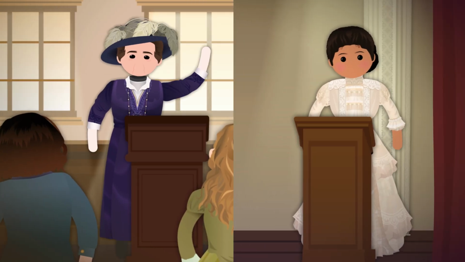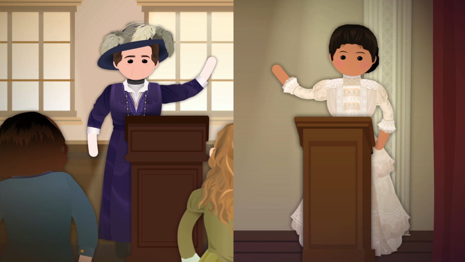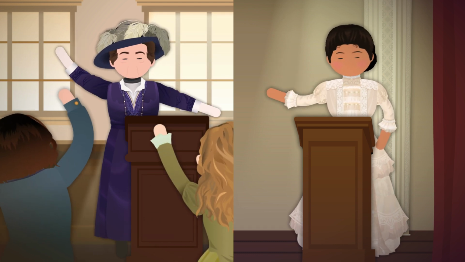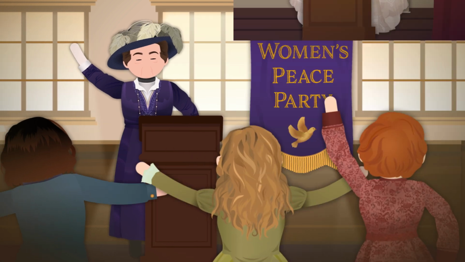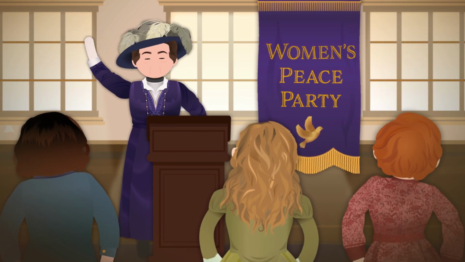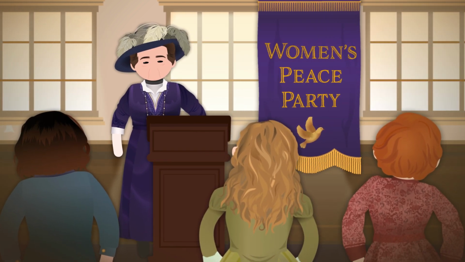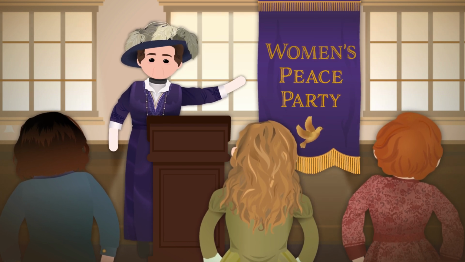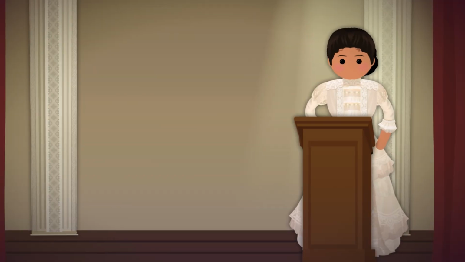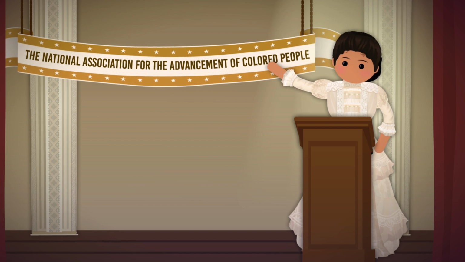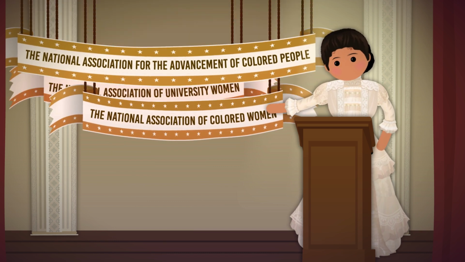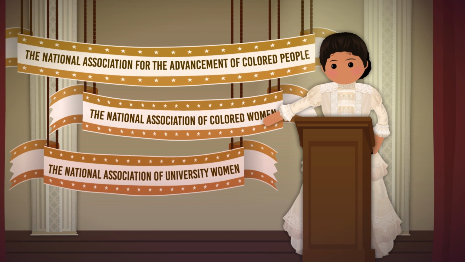Social movement leaders like Jane Addams and Mary Church Terrell not only campaigned for suffrage, or the right to vote, but stood up for other political causes too. Addams spoke up about the global cost of World War I, and as the national chair of the Women's Peace Party, she pushed for diplomacy and international cooperation, while Terrell helped found the National Association for the Advancement of Colored People, the National Association of Colored Women, and the National Association of University Women.